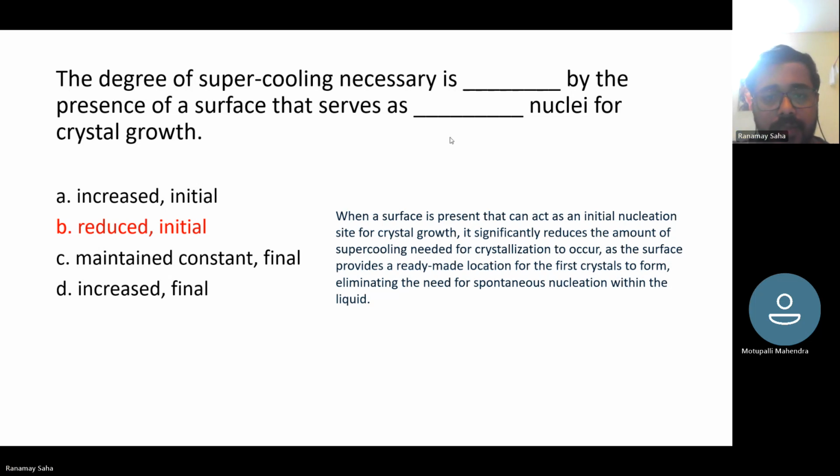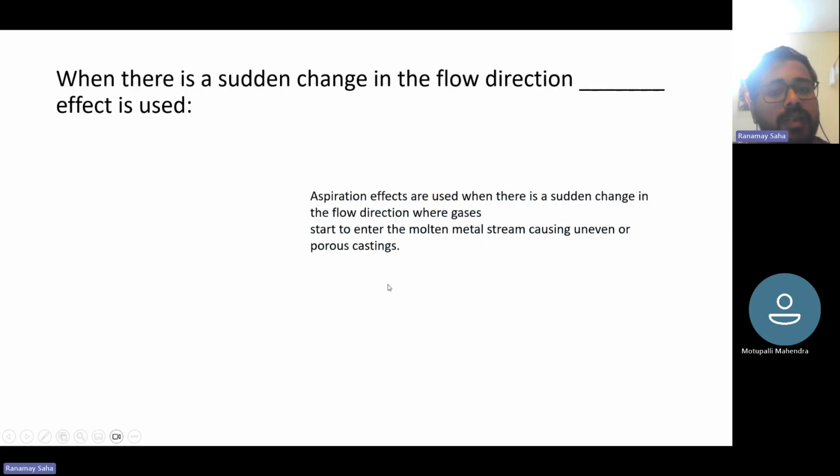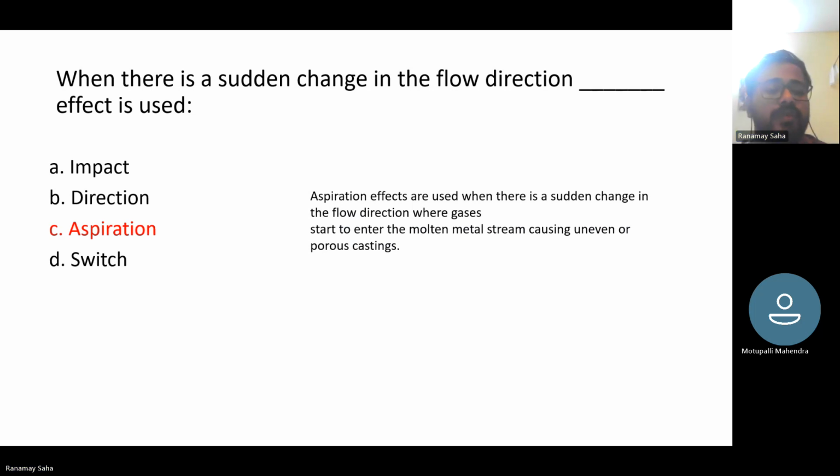And then the next question was, when there is a sudden change in the flow direction, what effect occurs? You are very much aware of this aspiration effect. It happens due to the increase in flow velocity around the sprue, when the molten metal flows at high speed under gravity. So there is a mismatch or anomaly in the area as far as the continuity equation is concerned. A break of continuity actually leads to the aspiration effect.